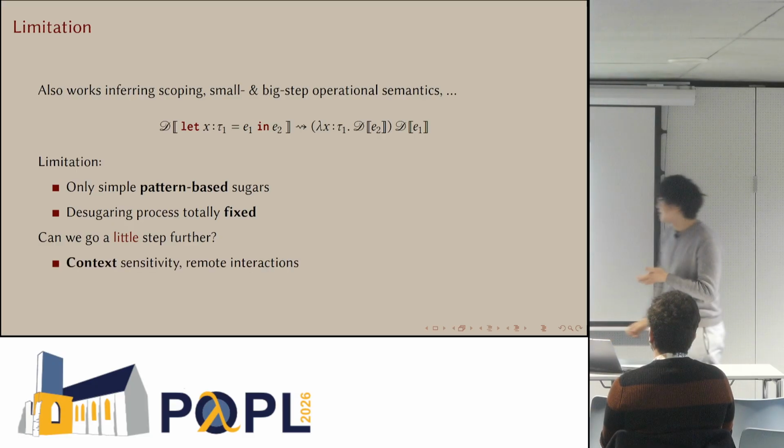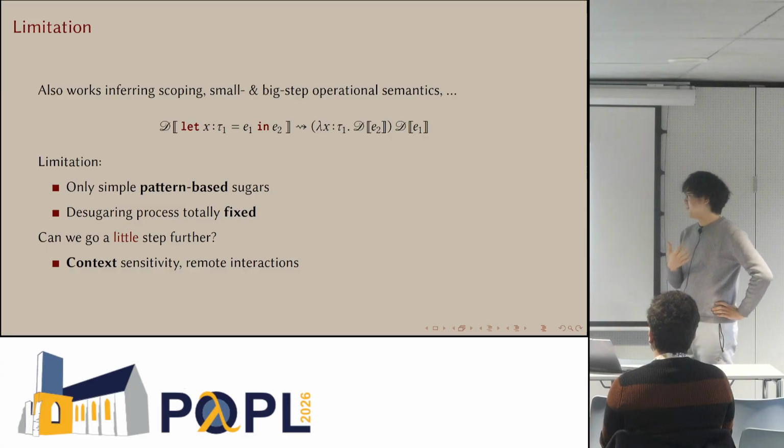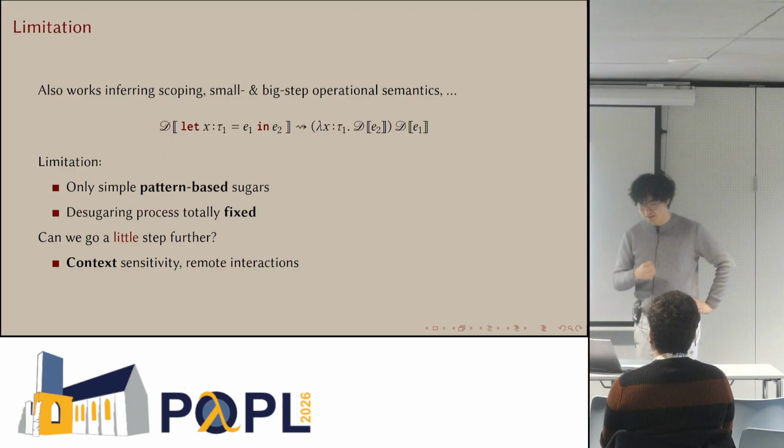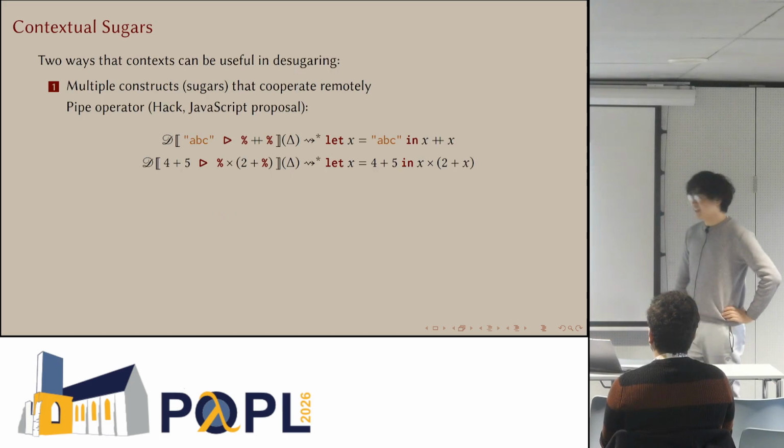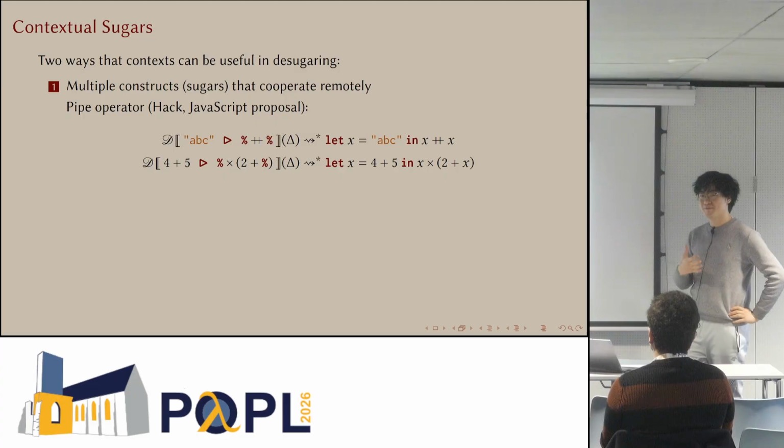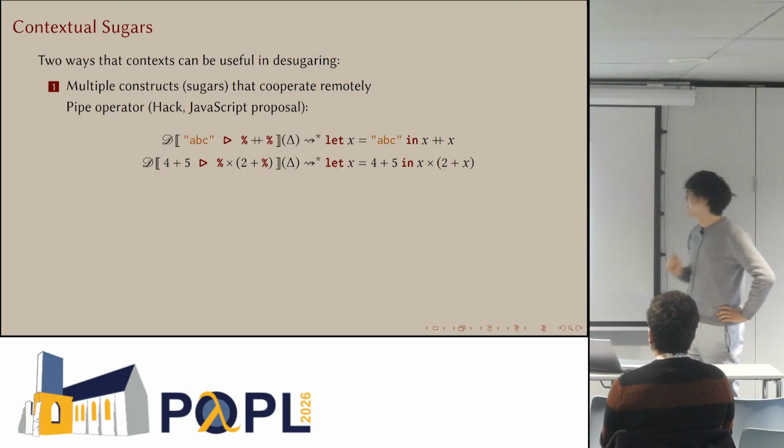Then a sugar must be able to, for example, read some context. They must interact with something, the context it is in. It may have remote interactions with other sugars or constructs. And this is what we try to do. So concretely, we identify two purposes for which context may be important to express a larger set of sugars. And we call these context-sensitive sugars contextual sugars, which appear in the title.